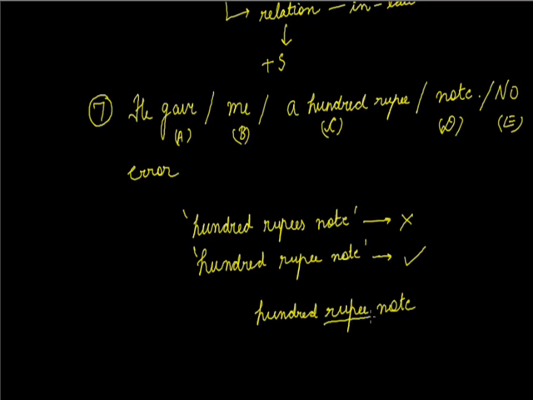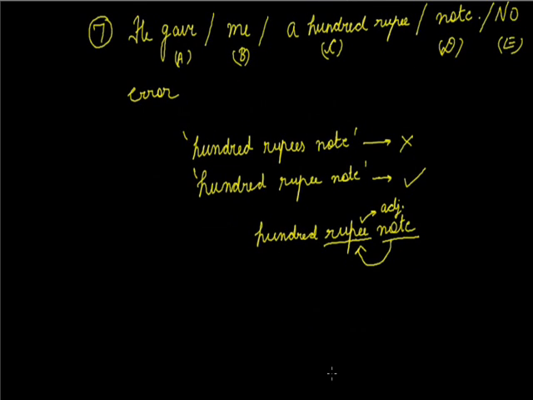So this rupee is a noun. This note is also a noun. If a noun precedes another noun, this noun functions as an adjective. This does not remain a noun anymore. That's why rupee can't be pluralized using S. That's why we'll be using 100 rupee notes, not 100 rupees note. Some more examples are there.